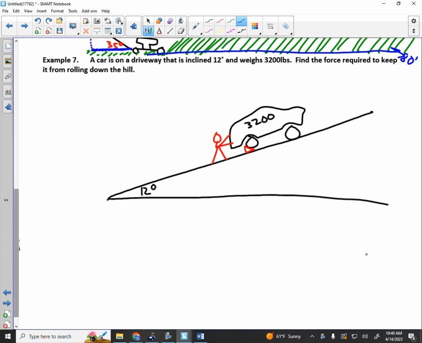So we have this force that is applied towards the center of the Earth via gravity that determines our weight, and that has a magnitude of 3,200. There are also two other vectors, components to this vector that we can draw. One is the red vector, and that is this vertical component here, the weight felt by the driveway.